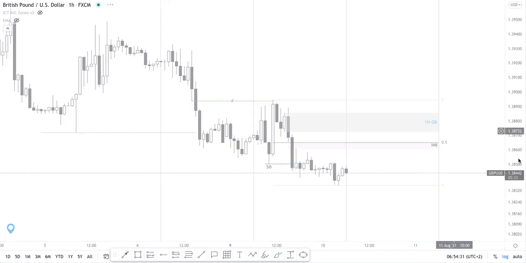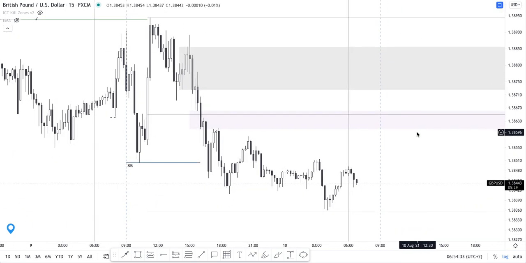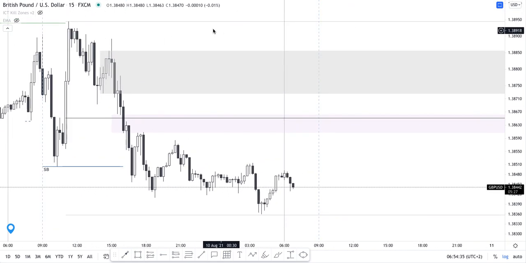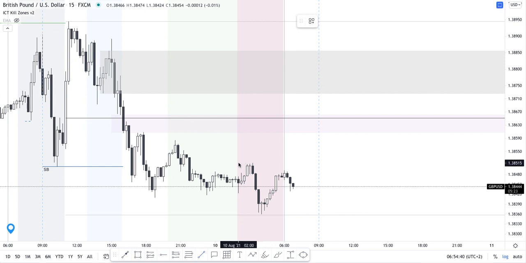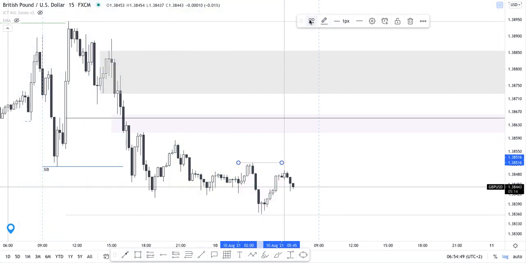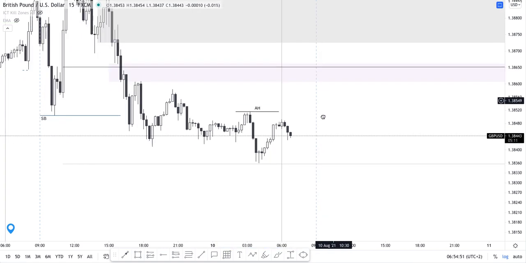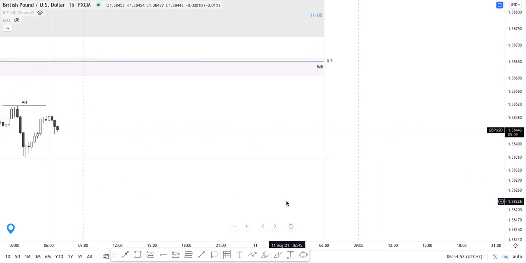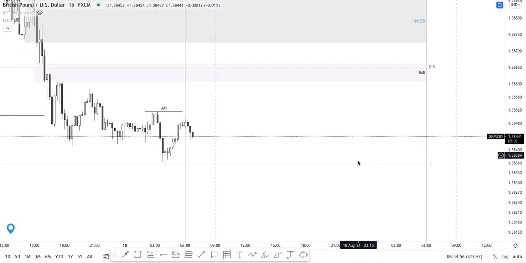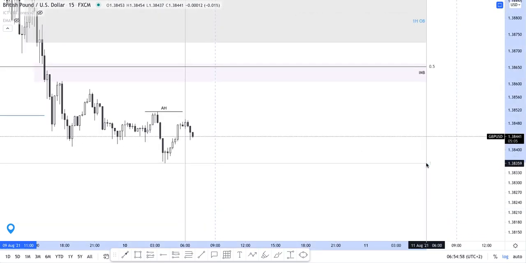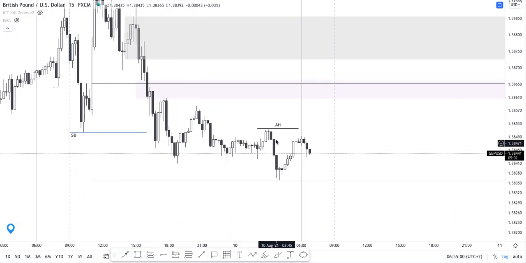Now we can go to the 50-minute. Here we can mark out, just see our Asian high and low, Asian session. Well, it's actually in line with that one, so we could just turn that off. And this is then our Asian high. Okay, and we can just maybe move this one a bit. That's okay. That's our high and our low.